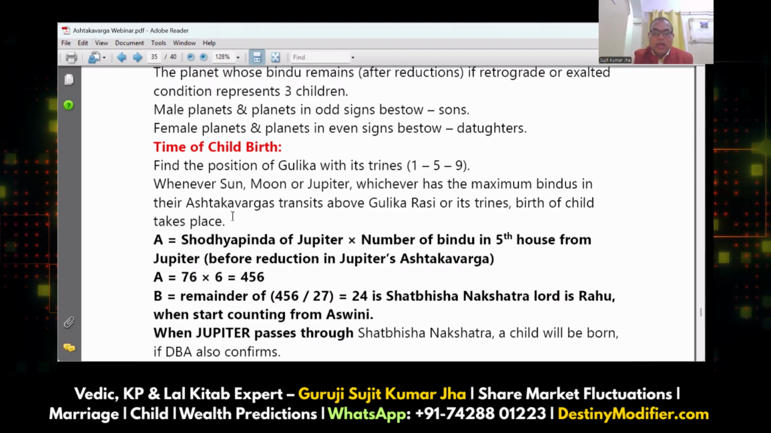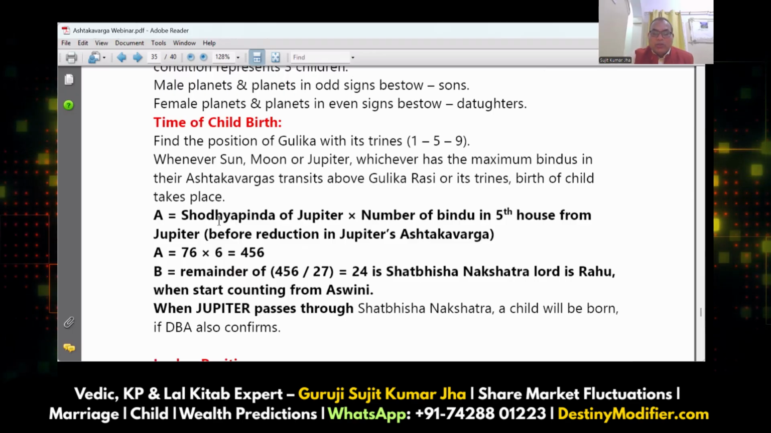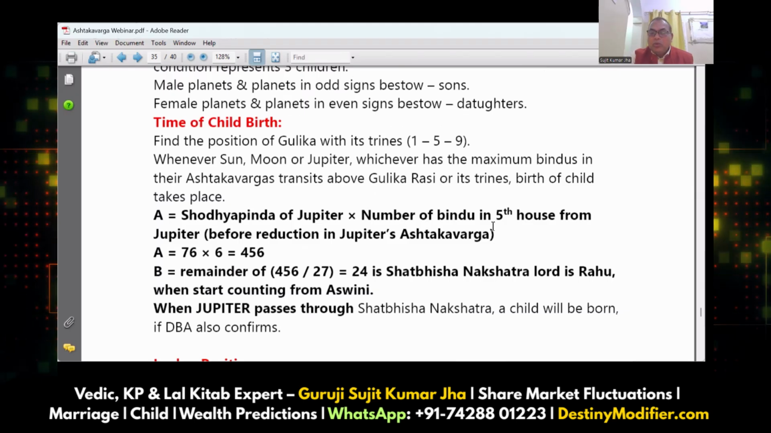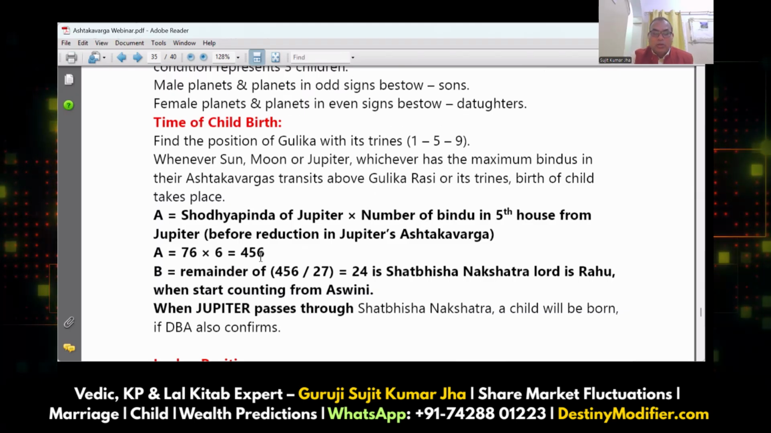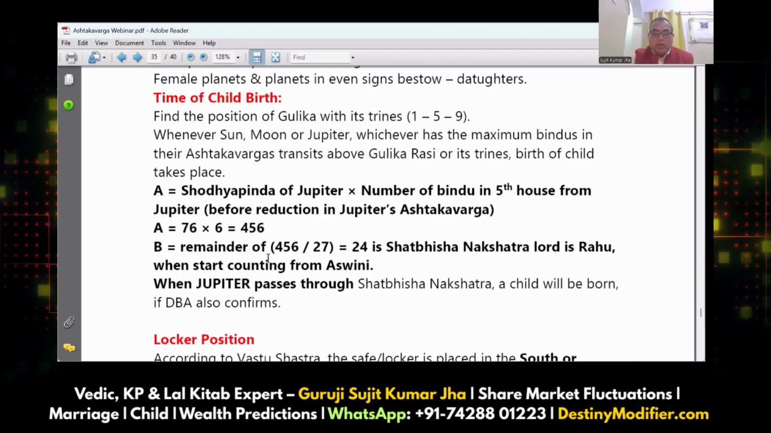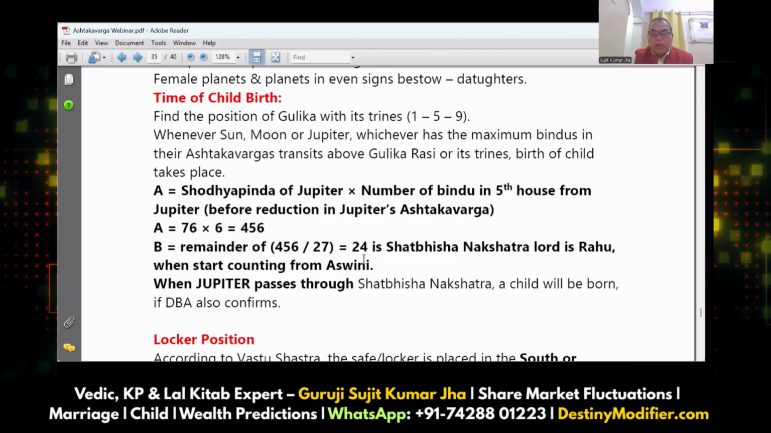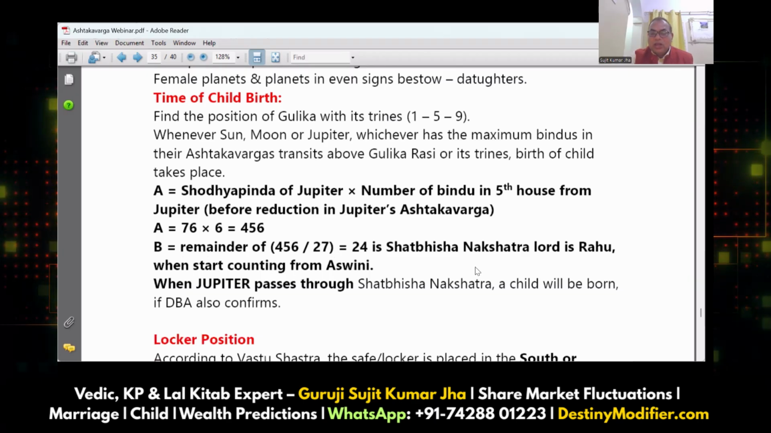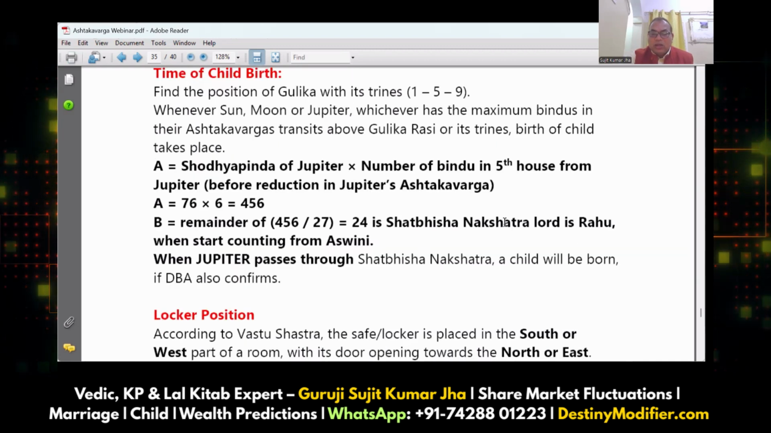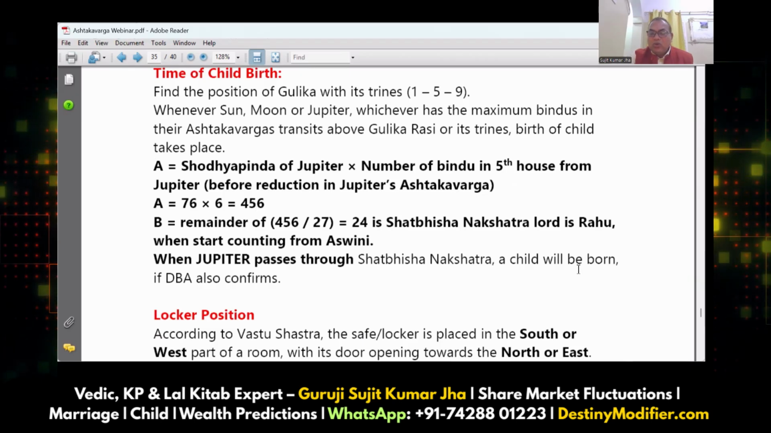This is one method. Another method is you have to multiply the Sodh Pinda of Jupiter by the number of bindu in the fifth house from Jupiter. The answer is 456 for this native. 456 divided by 27 nakshatras, the remainder is 24, Satabhisha nakshatra. So when Jupiter transits the Satabhisha nakshatra, there are more chances the native's child will be born.